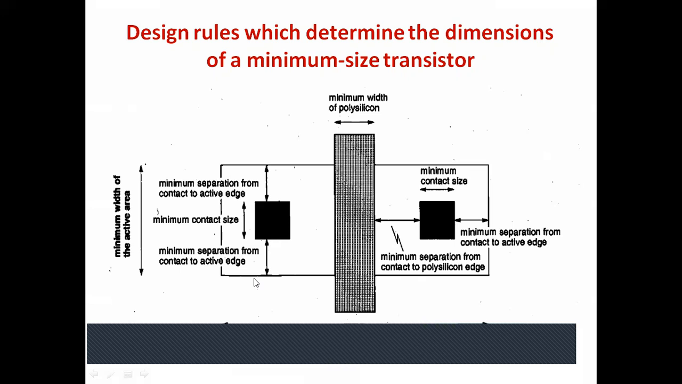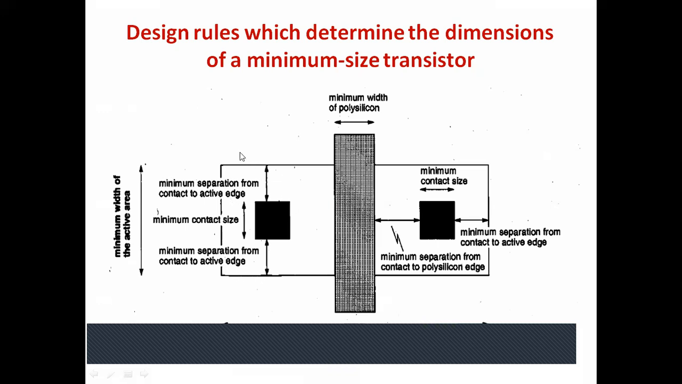1 lambda. Contact edge to active edge, how much? 1 lambda. 1 lambda. And from here to here, how much? 1 lambda. So how much in the vertical direction? What should be the minimum width of the active area? 1 lambda plus 2 is 3 lambda.